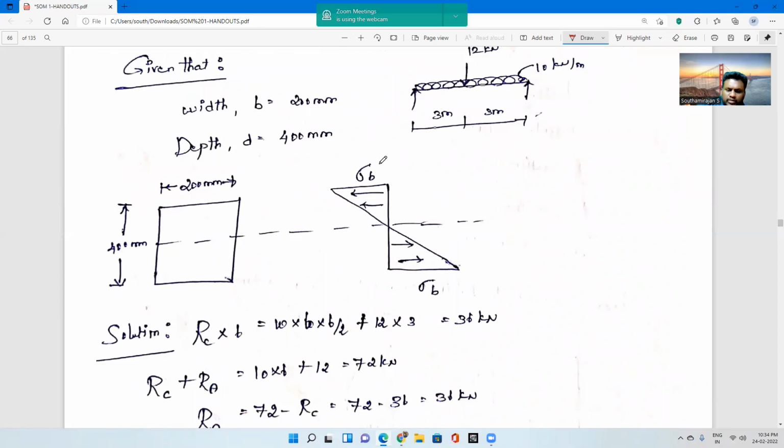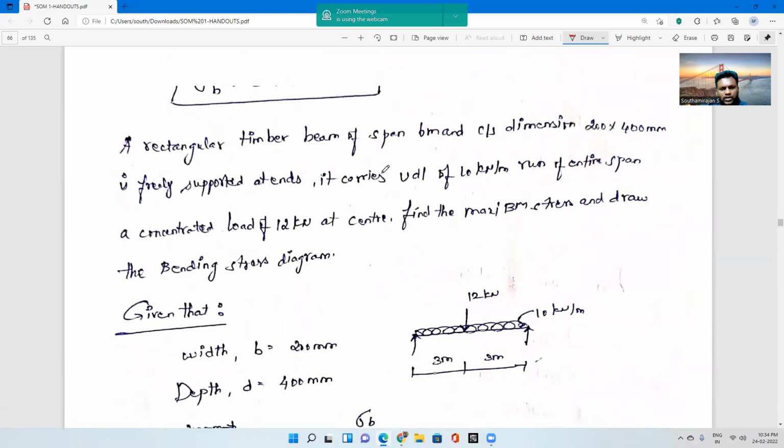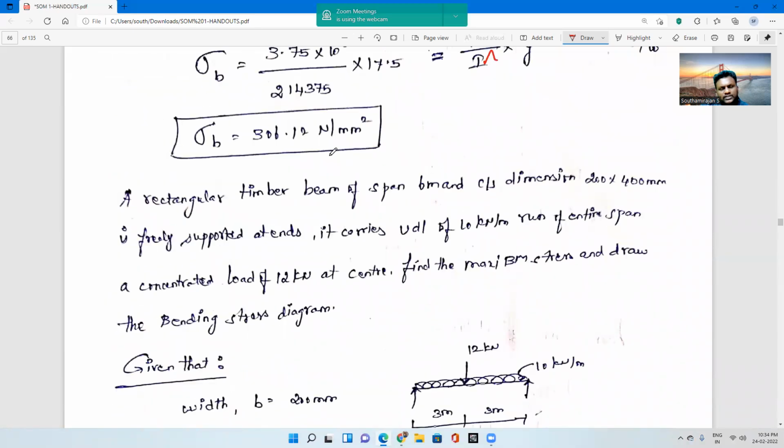If it is a rectangular member, the bending stress variation will be a triangular variation. So the triangular variation will be like this. So we have calculated the sigma B value, that is, the bending stress value will be 306.12 Newton per mm square. So next we will go through another sum.